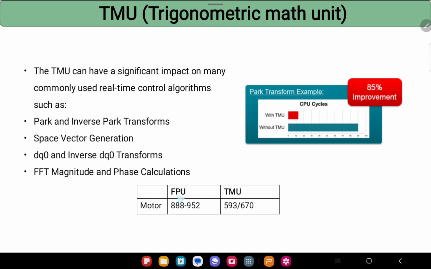For example, if you are using floating point units, 880 cycles, and we are using the TMU, there will be 590 cycles required to perform the same task as the floating point units are doing. So it is better to use the TMU to improve the performance of the system.